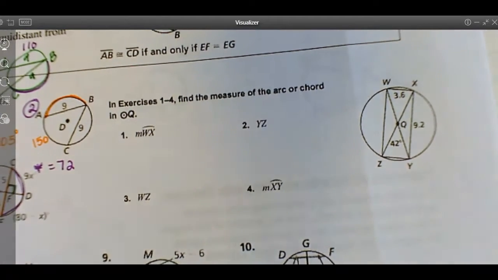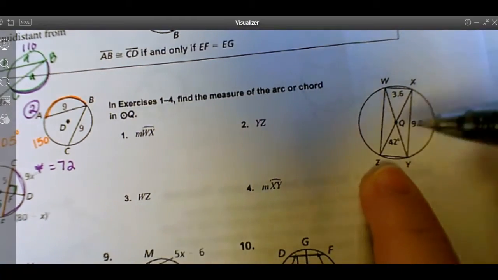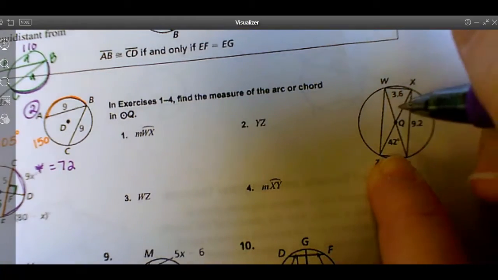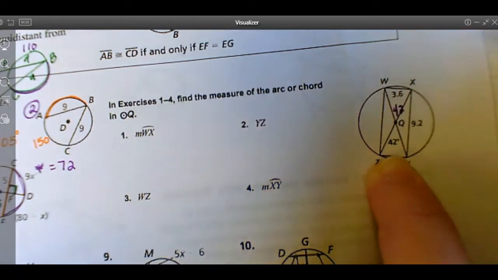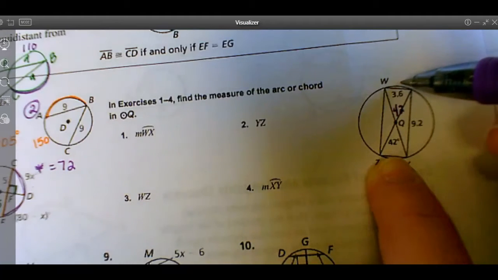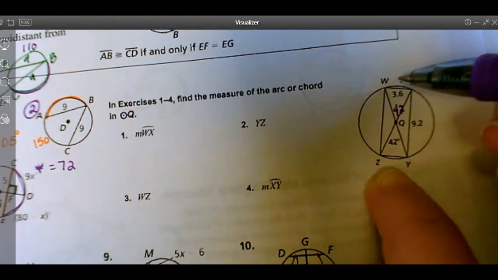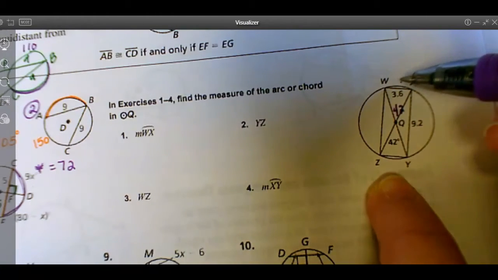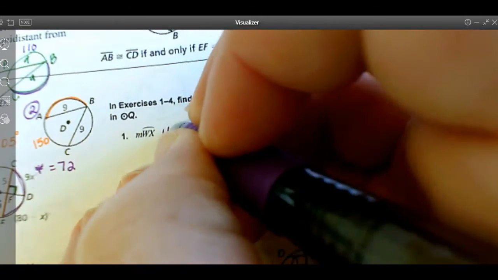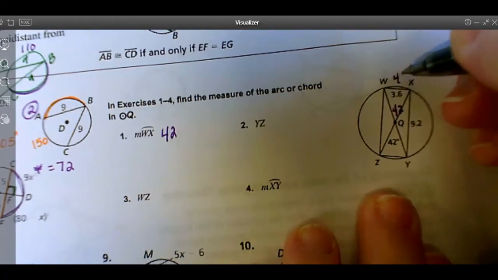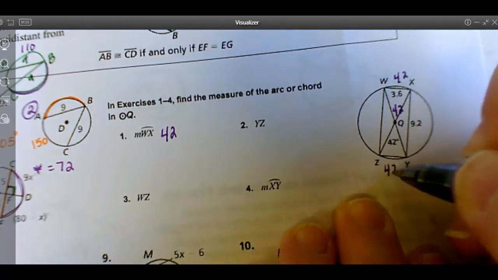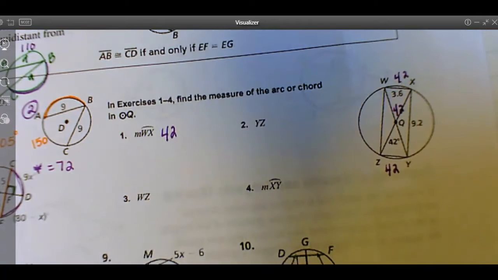Okay, so what I think is easiest is to figure out that WX first. So I know this is 42. That means this is 42. And then that means the arc is going to also be the same. So the arc is also 42. Now, this is 42, and this is 42.